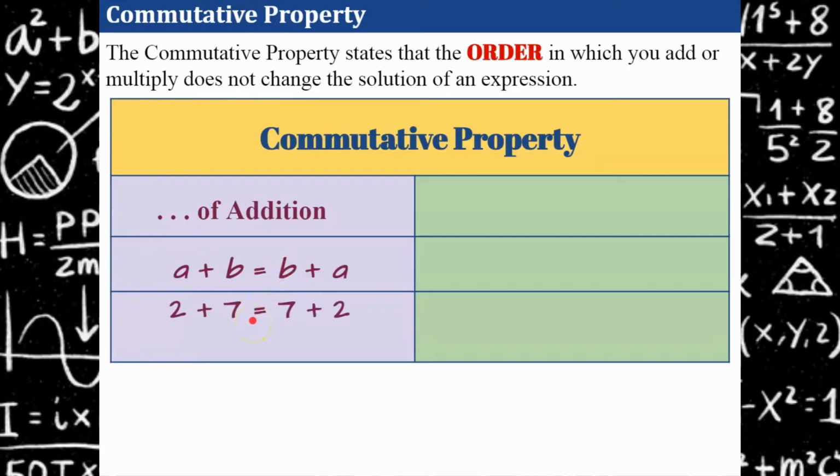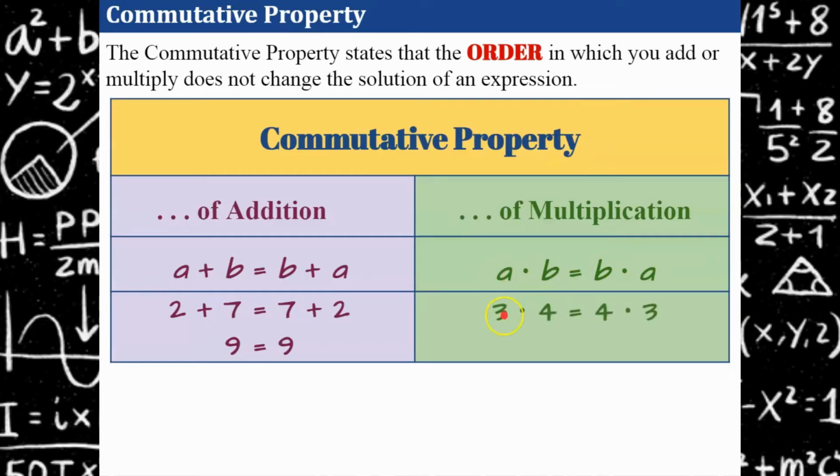So here's an example. If we let A equal 2 and B equal 7, we know that 2 plus 7 is 9. 7 plus 2 is also 9. So you can see the order in which you add these two numbers doesn't matter due to the commutative property. The commutative property also works for multiplication. For multiplication, it states that a value A multiplied by a value B is equivalent to the value B multiplied by A. So let's use numerical values for A and B. I'm going to let A be equal to 3 and B be equal to 4.